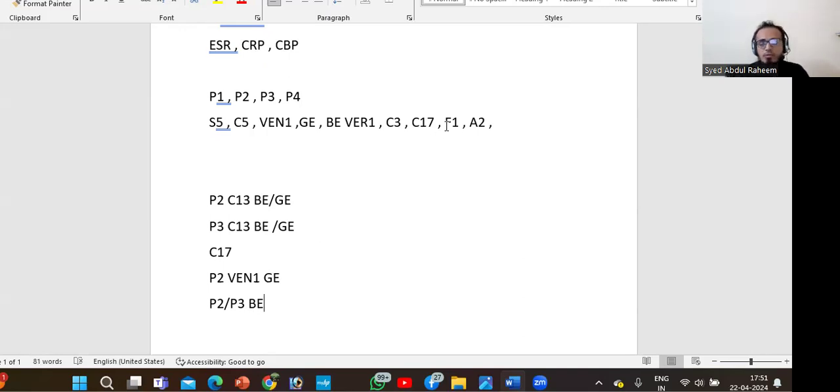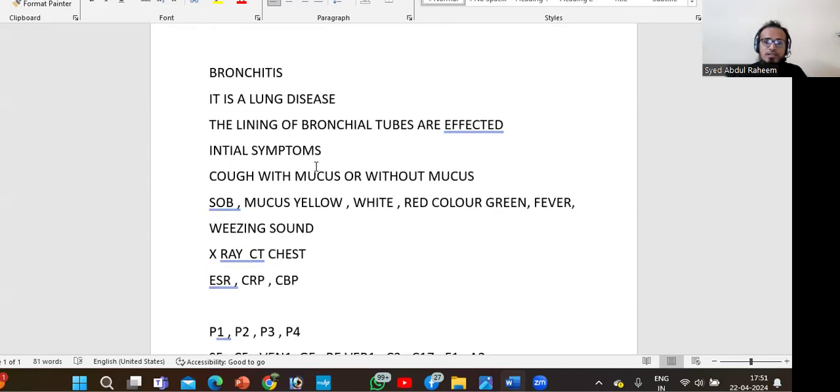And if the patient doesn't have fever, only cough, that is related to the brain. You need to calm down the brain. So you have P2, C13, F1, PE. Sometimes you need S10 also. So depending upon the condition, you can select from these remedies, which will give wonderful results.